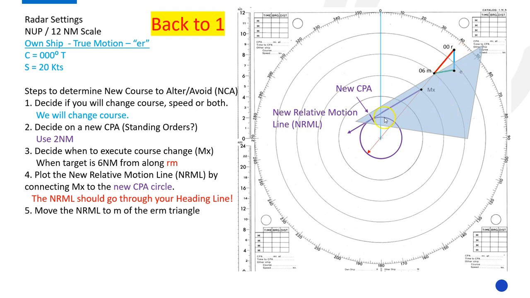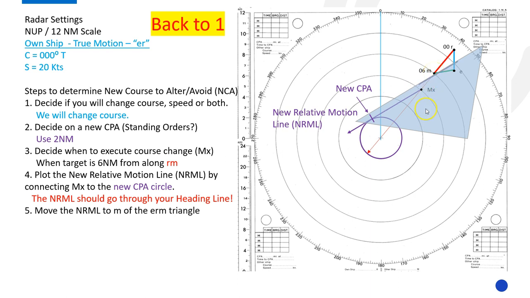So let's take this new relative motion line and drift it. We're going to move it up into this ERM triangle, and do what a friend of mine, Captain Tunic, called the M&M hop. We're going to hop the new relative motion line from MX to the old M.